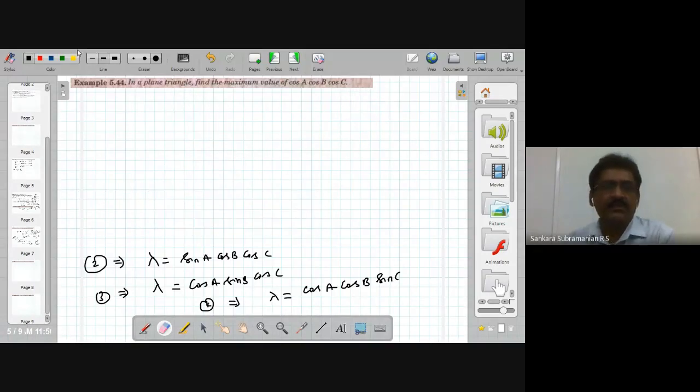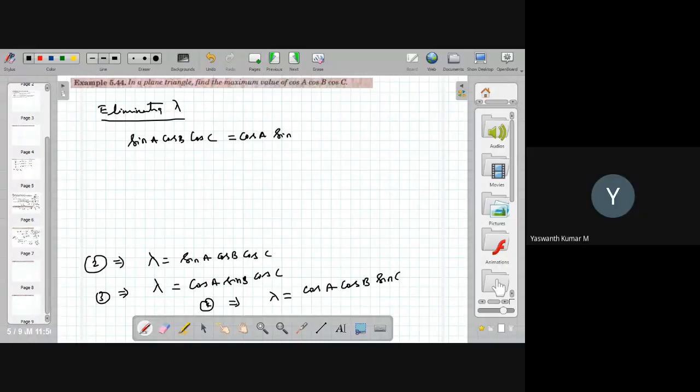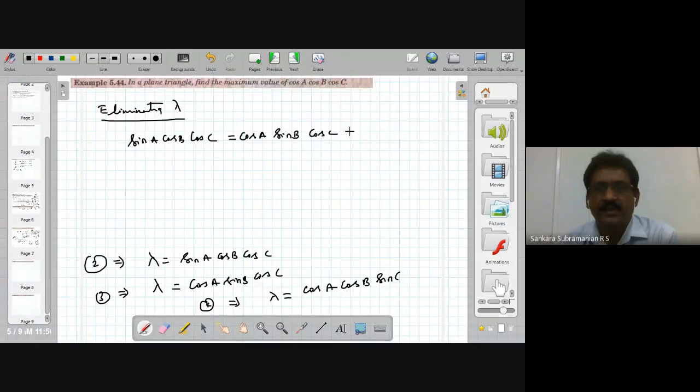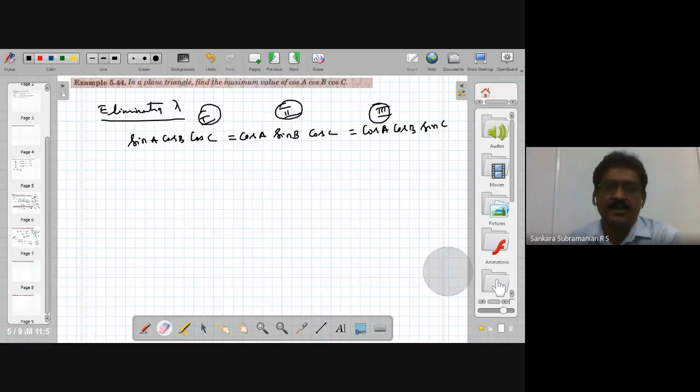So now, I want to go with eliminating lambda. How do you eliminate lambda? Because all the lambdas are equal. So, eliminating lambda, I'll be getting sin A cos B cos C equal to cos A sin B cos C, and this is equal to cos A cos B sin C. I name these for my convenience as equation 1, equation 2, and equation 3. I'll just take the first 2 equations, 1 and 2.